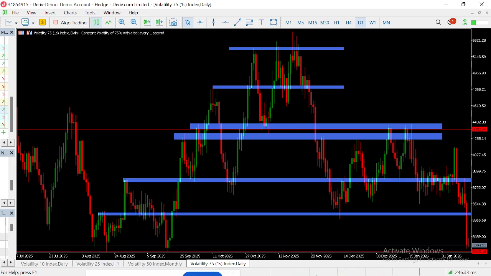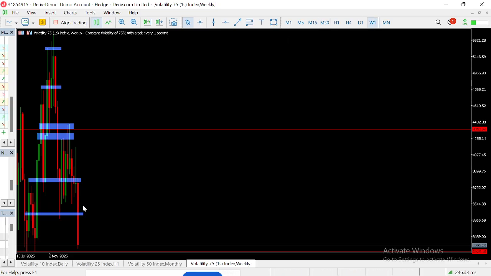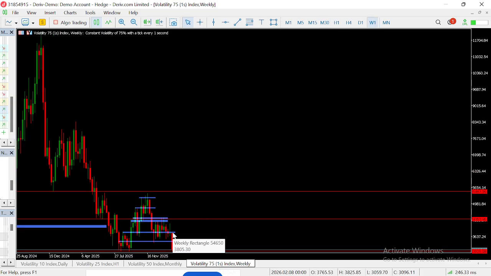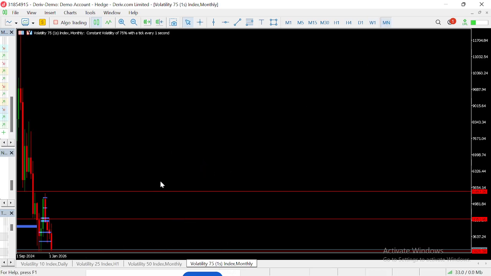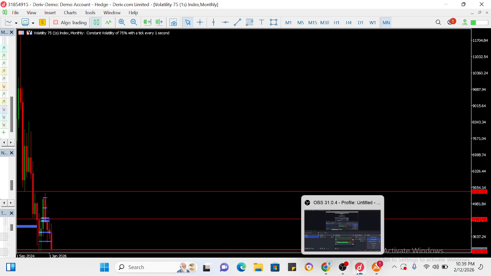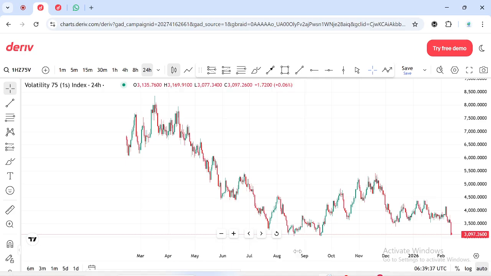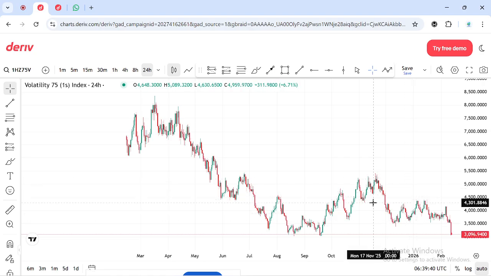With the fact we've looked at the weekly time frame, you can see on the weekly time frame it's selling. We've marked out our zone. We've looked at the monthly time frame, we've marked out our zone. So we can now go to the chart. On the chart now, you will be able to understand what we are doing because we've marked out our levels on the weekly time frame properly.